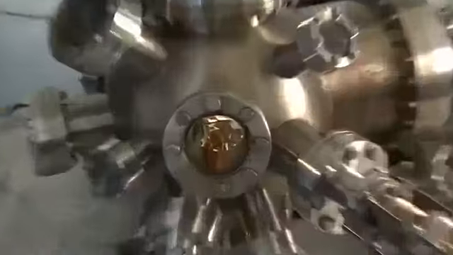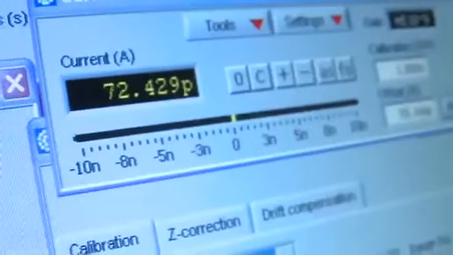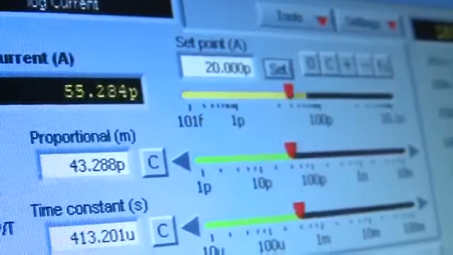So this is the smallest thing that you can see. And it's the smallest thing that you will ever be able to see with any microscope. If you listen carefully, you can even hear the atoms as the microscope scans over them.